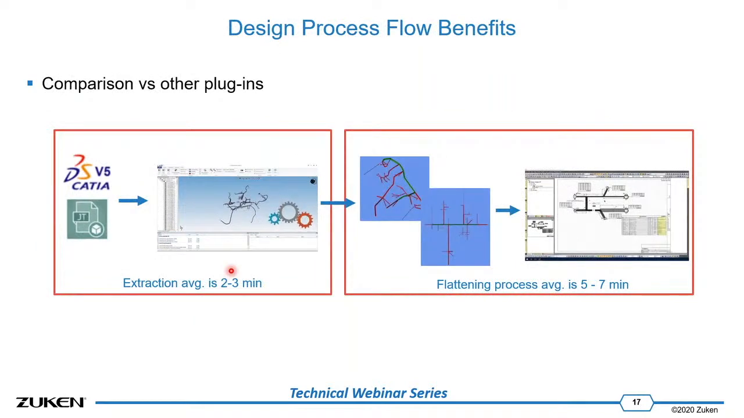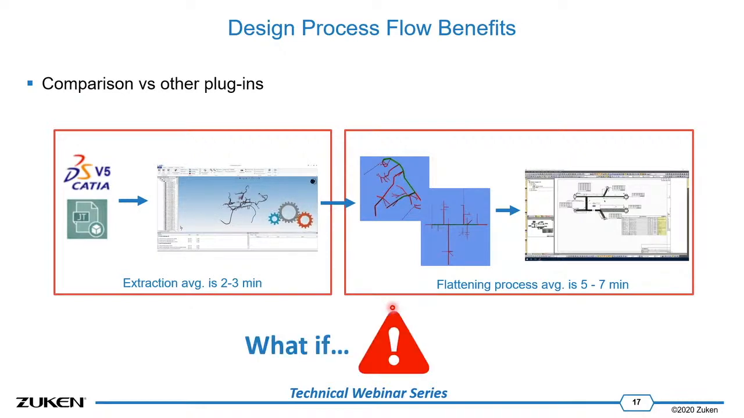To give you some design flow benefits of E3 3D Transformer, within the same format and the same files, you have an average time of 2 to 3 minutes to import those files. The extraction process takes 2 to 3 minutes to get that exact same data that you would get out of the other plugins. Then running through that flattening process is, again, 5 to 7 minutes.